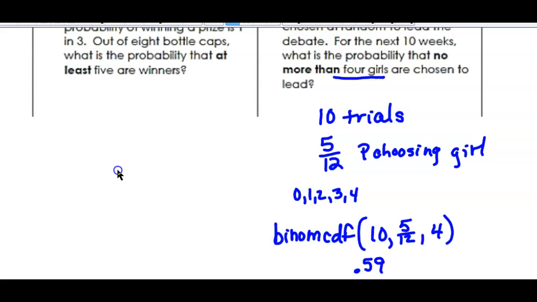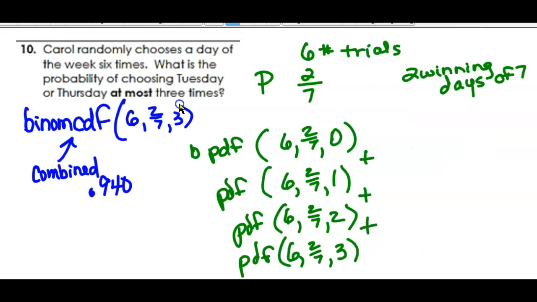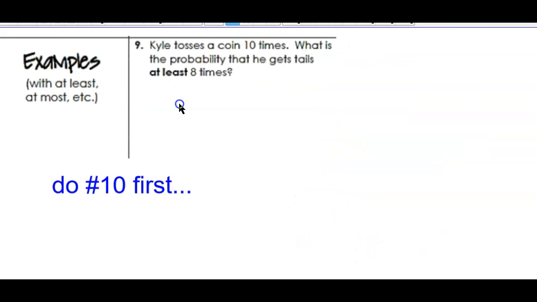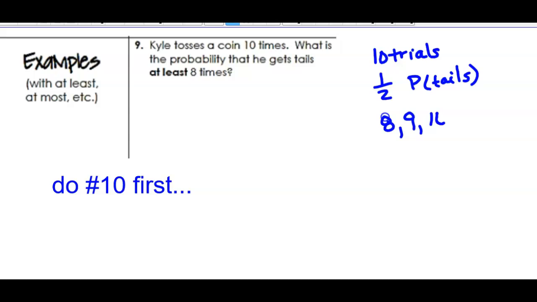All right. There is another way that they can ask these. This says Kyle tosses a coin 10 times, so we have 10 trials. What is the probability that he gets tails? So 1/2 is the probability of getting tails, at least 8 times, so it would be 8, 9, or 10 successes.